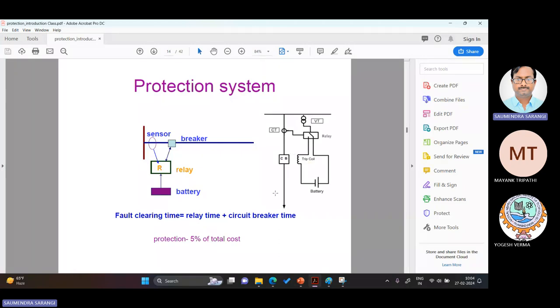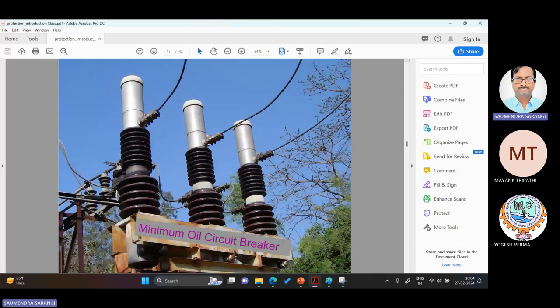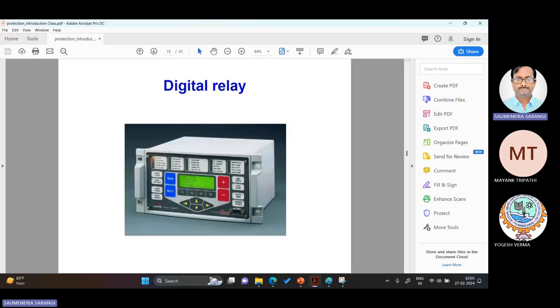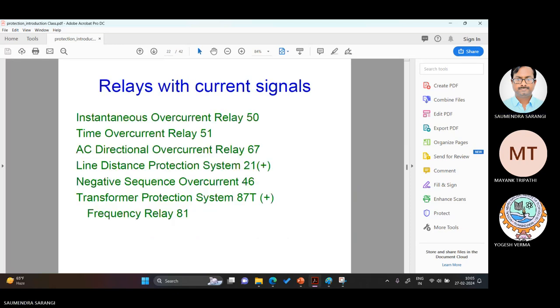So this is nothing but the overcurrent relay. And there are different types of circuit breakers. We have to go through the types of circuit breakers and understand what type of circuit breaker we are going to use, right? These are the CT and PT, this is the minimum oil circuit breaker, and this is the relay. We may see this electromechanical relay, and this is the digital relay. We'll talk about this overcurrent relay in further classes.